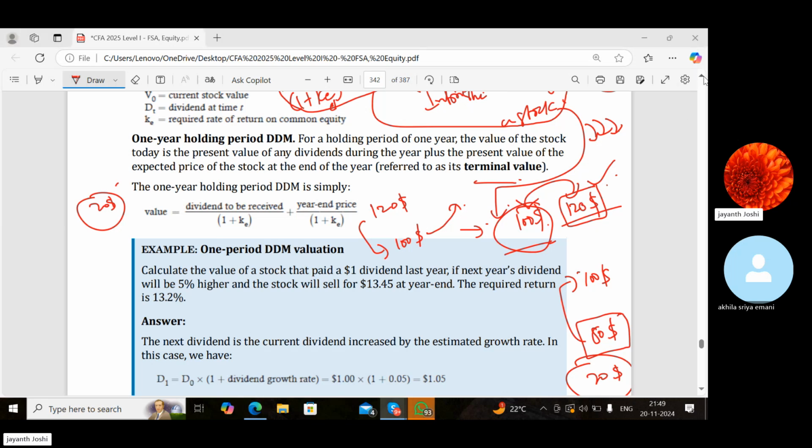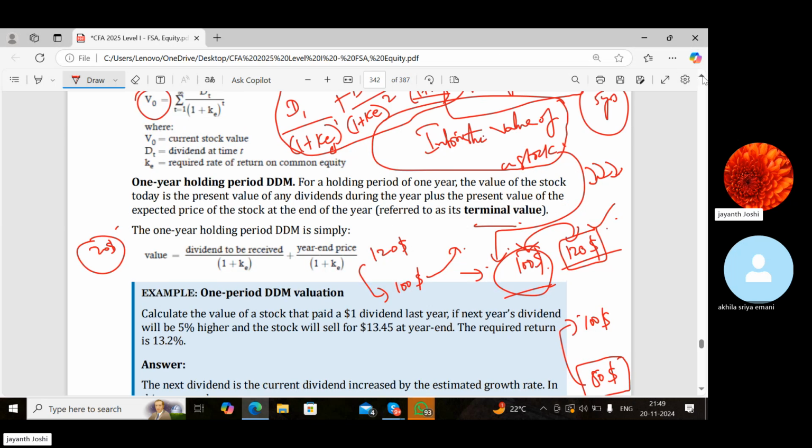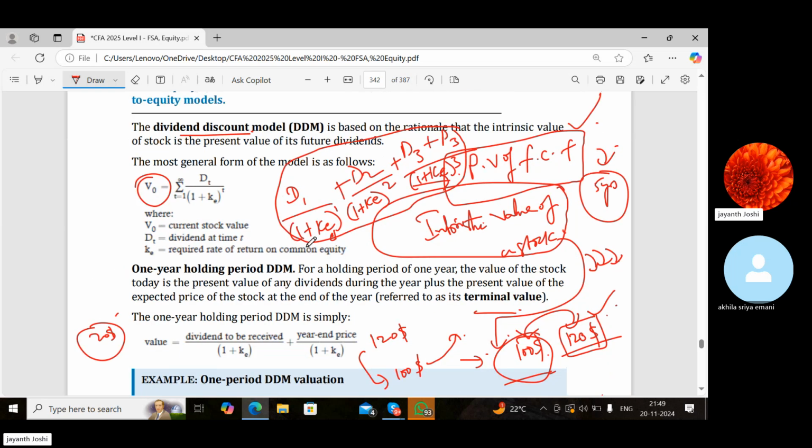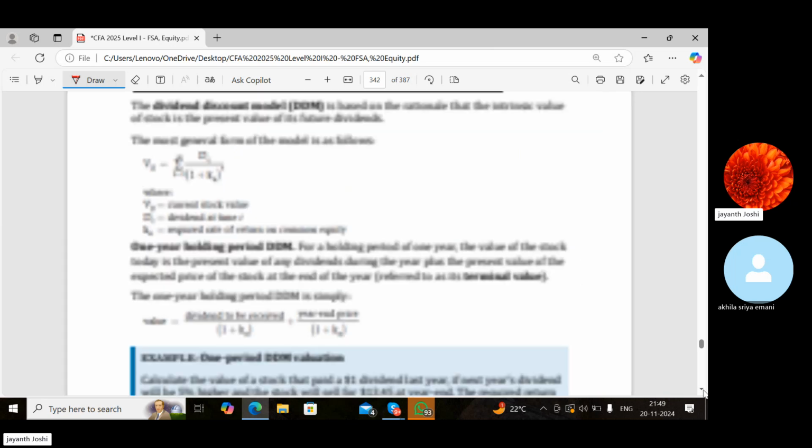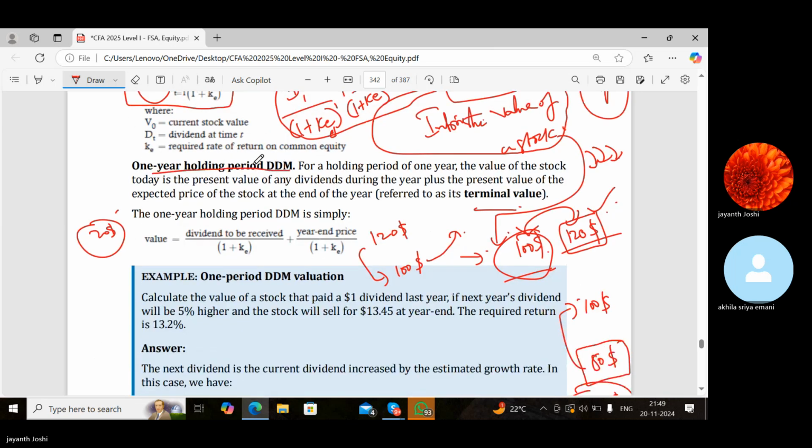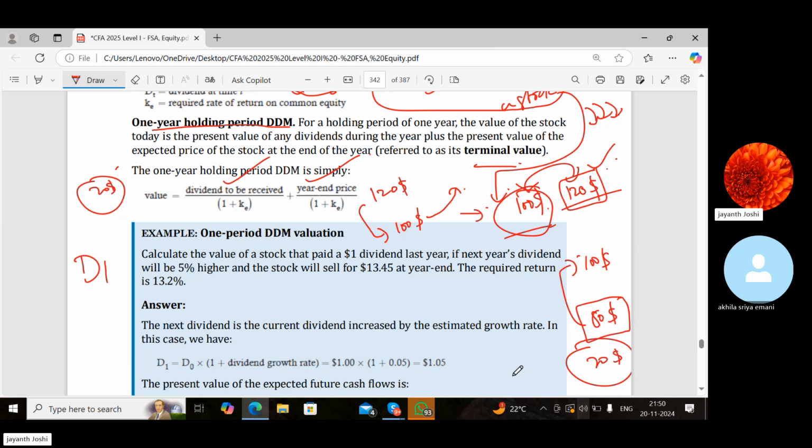Now as I've given the example here and explained the way how to find out the value of a stock, we can just use this formula and do the calculation. So here we are taking 1 year holding period dividend discount model, whereby dividend to be received at the end of the first year is called D1. And year end stock price also we have estimated. All the data is given to you in the question itself.